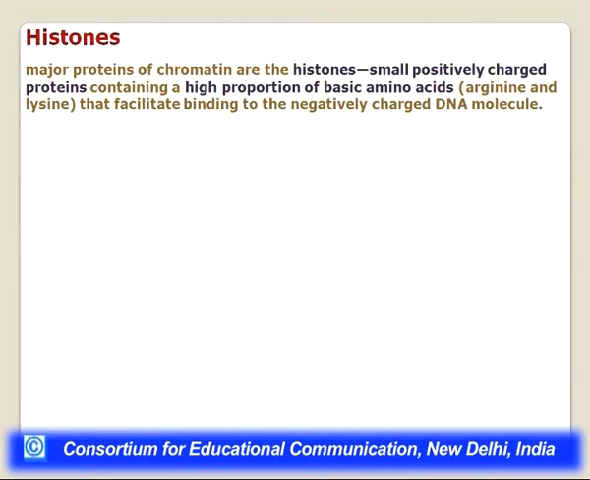For the nucleosomes, as I said, the chromatin is basically the DNA associated with proteins. The major proteins of chromatin are the histones. They are small positively charged proteins containing a high proportion of basic amino acids such as arginine and lysine that facilitate the binding to the negatively charged DNA molecule. So these histone proteins are the major proteins of the chromatin, and they get together to form what is called the nucleosome, around which the DNA is wound.